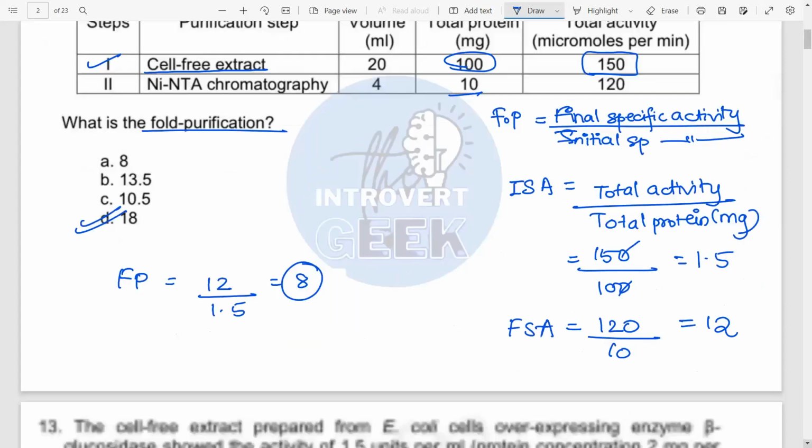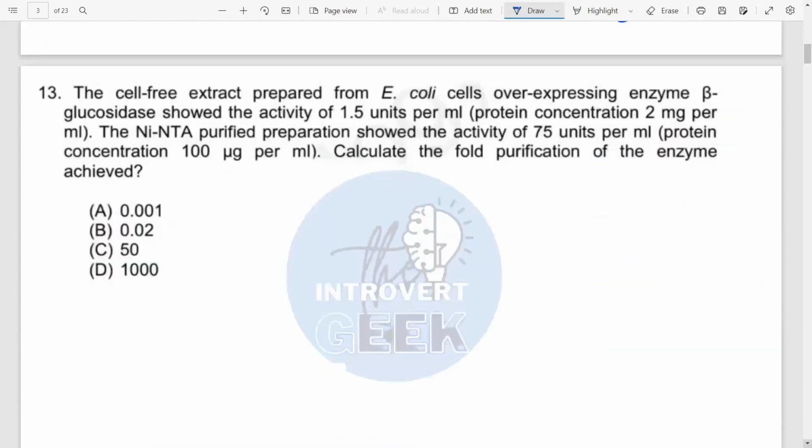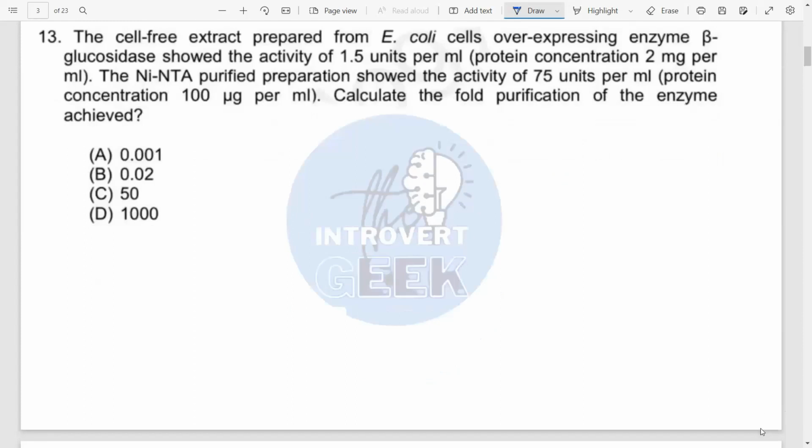Very, very simple. Now for you, I have kept a similar question here. The formula, everything remains the same, just there's a small twist. So you can pause the video and try to solve this, and once you're done, you can replay and check your answer. Okay, so let's dive into this question.